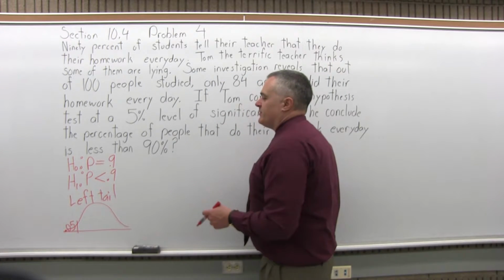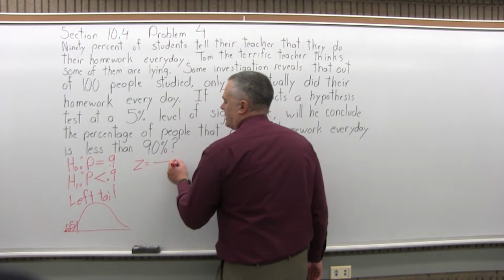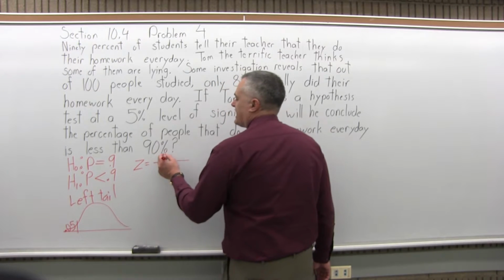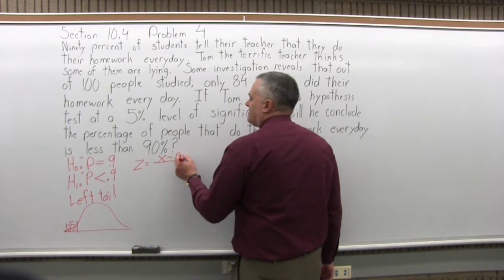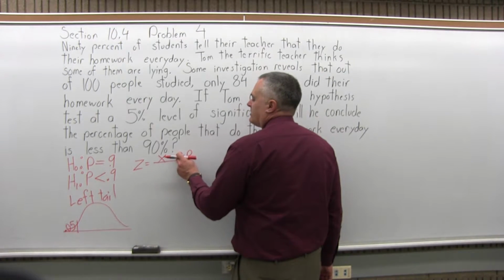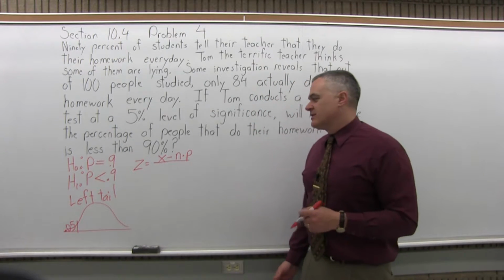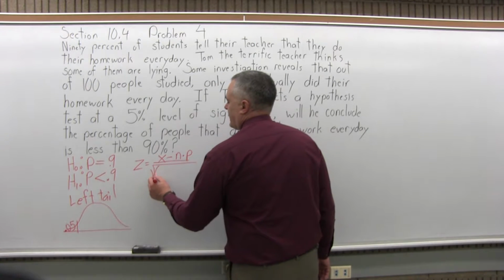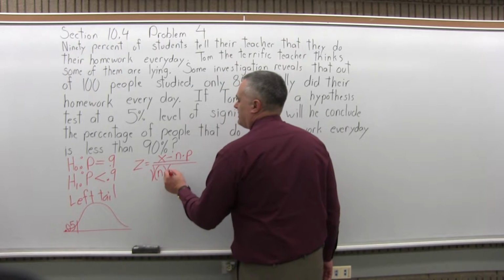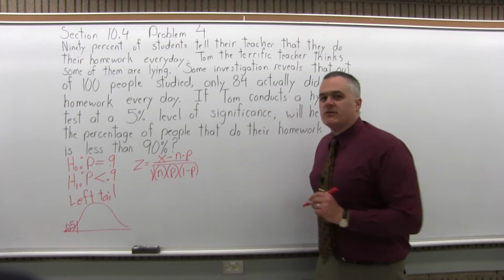The next step, the fourth step, is to calculate the value of z. The formula to do that is z equals x, the observed number of successes, minus n times p, where n is the number in your sample, the sample size, and p is your proportion that you're testing, or percentage. In the denominator, you will have the square root of n times p times 1 minus p. So we'll go ahead and fill that in.